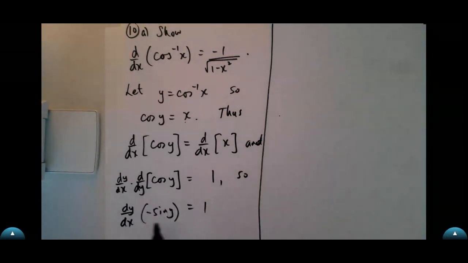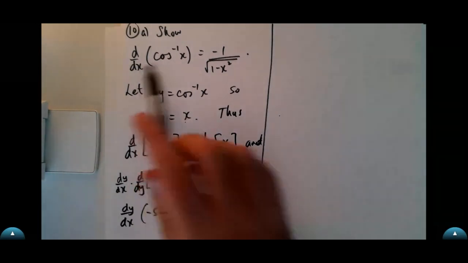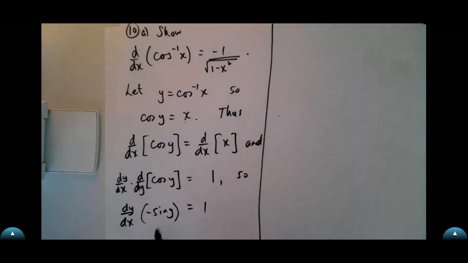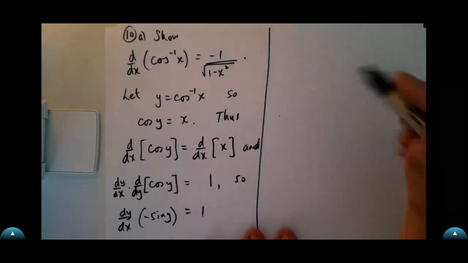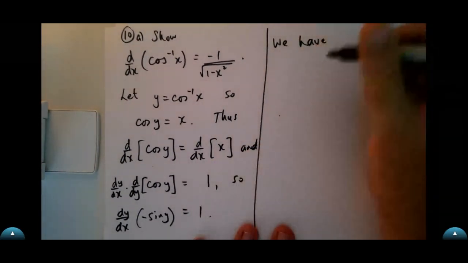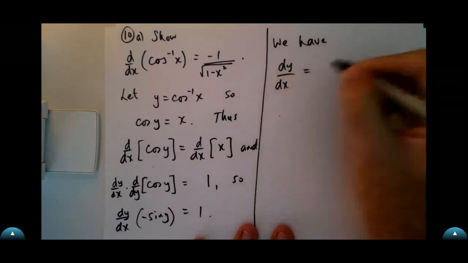sine y equals 1. And so what I'm trying to do here is get this dy dx on its own because y equals cosine x. So that's exactly what I want here. So I can divide here, but what I would like is to get my answer in terms of x. Okay, so we just need to do a little bit of algebraic manipulation now.